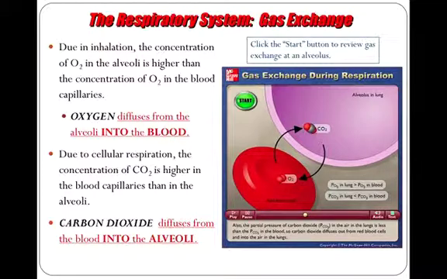So basically how this works, oxygen moves from lungs to blood. Carbon dioxide moves from blood to lungs. Very important distinction, something I'm 1000% going to ask you about on the test.